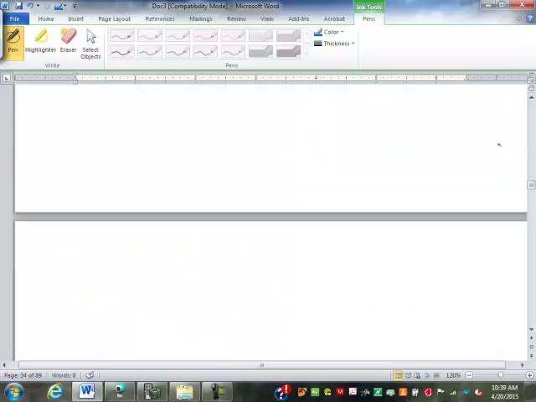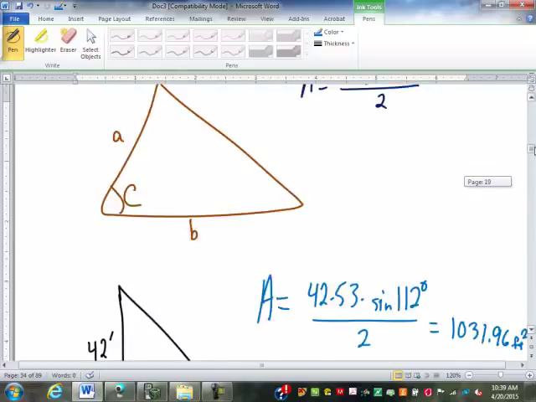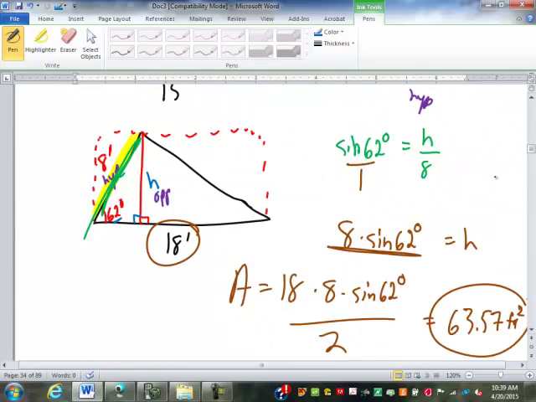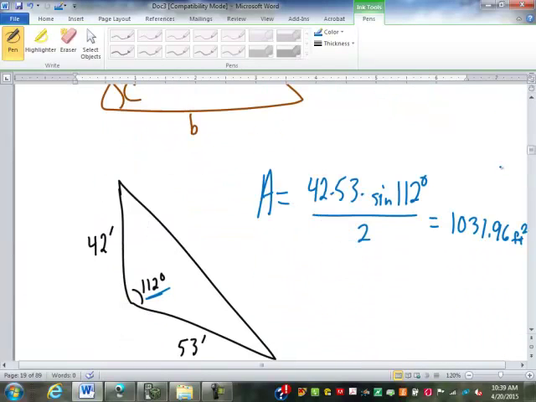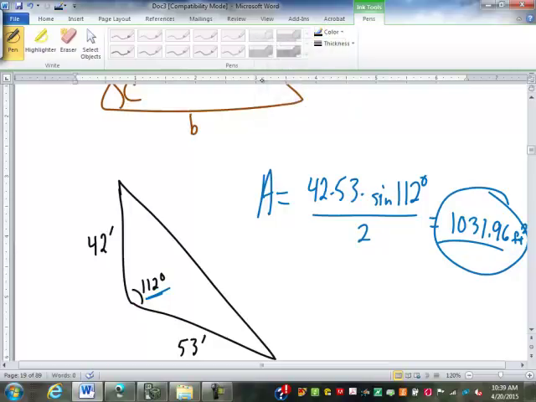Oops, what happened? Somehow I fast forwarded like 20 pages there for some reason. So there we go. 1,031.96 square feet is what you come up with. Sound right? So it didn't matter that that's an obtuse angle. It really doesn't matter. It's just whatever that angle is. You take its sine times the two sides and divide by 2.